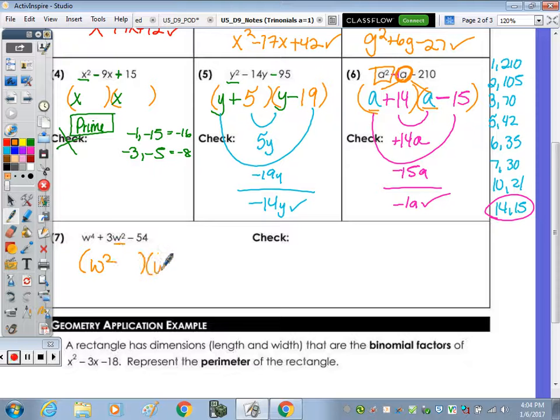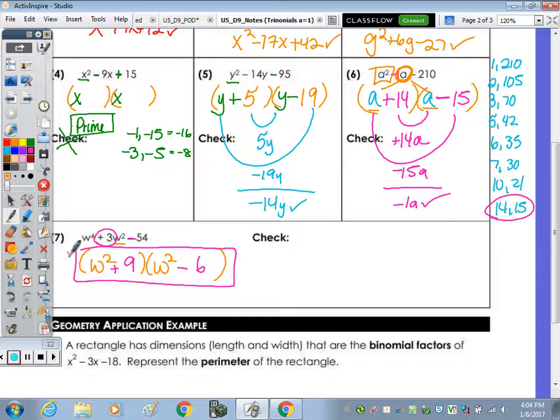So w squared times w squared, and we're looking at the factors of 54 that combine to a positive 3. So factors of negative 54, so signs are different, that combine to a positive 3. 9 times 6 is 54, and a positive 9 and negative 6 combine to a positive 3, so this is our answer.